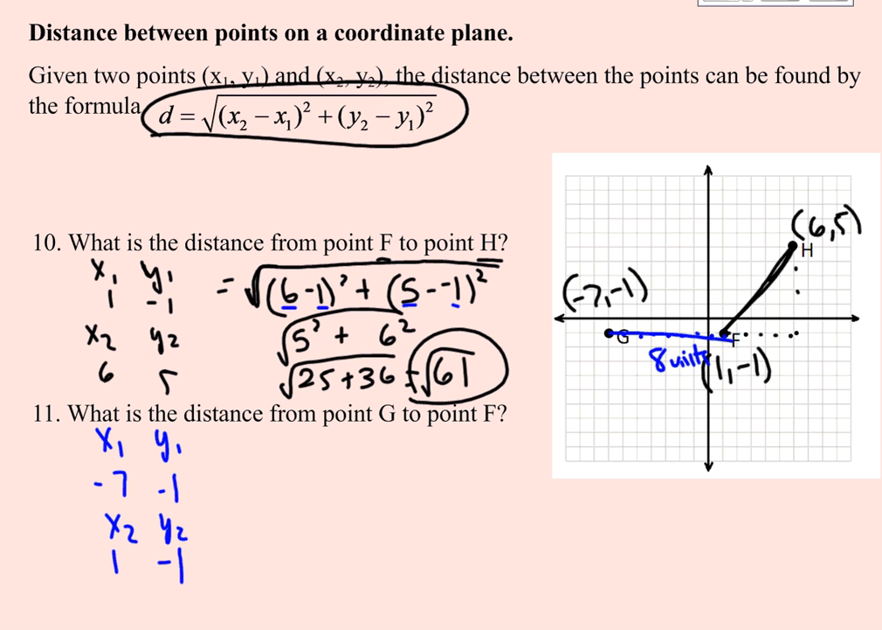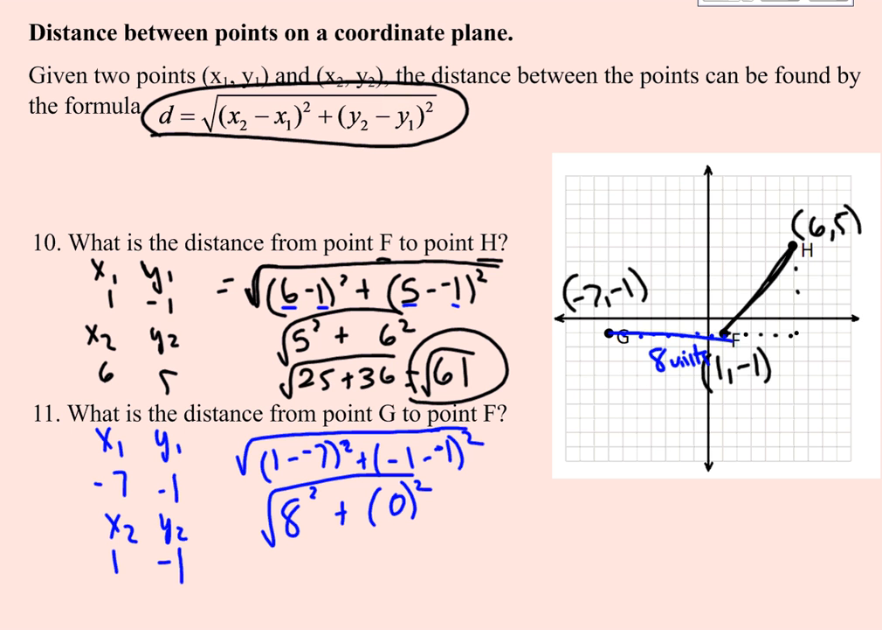So follow the rules here. 1 minus negative 7 squared plus negative 1 minus negative 1 squared. So this is going to be 8 squared plus, this is actually 0 squared, square root. That's the square root of 64, which is 8, which matches up with what we got here.